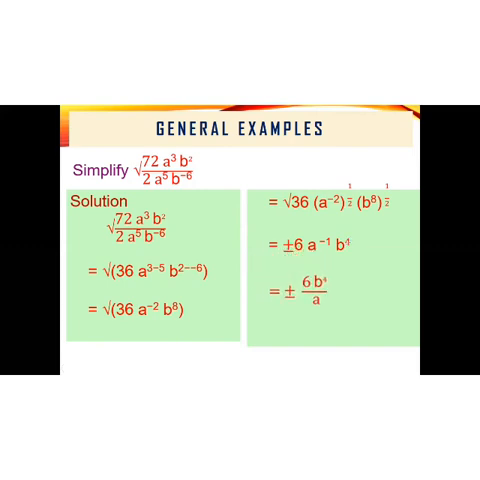To get rid of the negative, we can find the reciprocal. So that's plus or minus 6 b raised to the power 4 over a. So we found the reciprocal of a to get rid of the negative in front of the power 1. So that became plus or minus 6b raised to the power 4 over a. Okay, that's a long one.